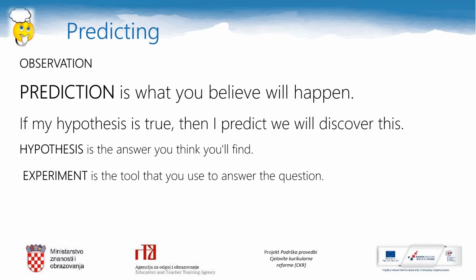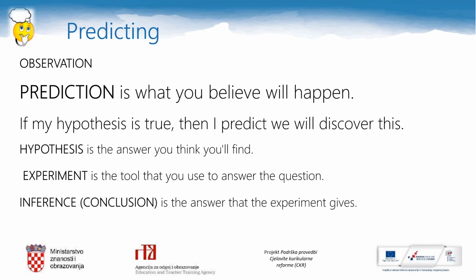How do you see if your hypothesis is right? You use a tool that is called experiment. I'm sure you are aware of what experiment is. You use experiment to answer your question. And when you do that, you come to a conclusion. Conclusion is the answer that the experiment gives. So what we have on this slide is actually the process of scientific thinking.